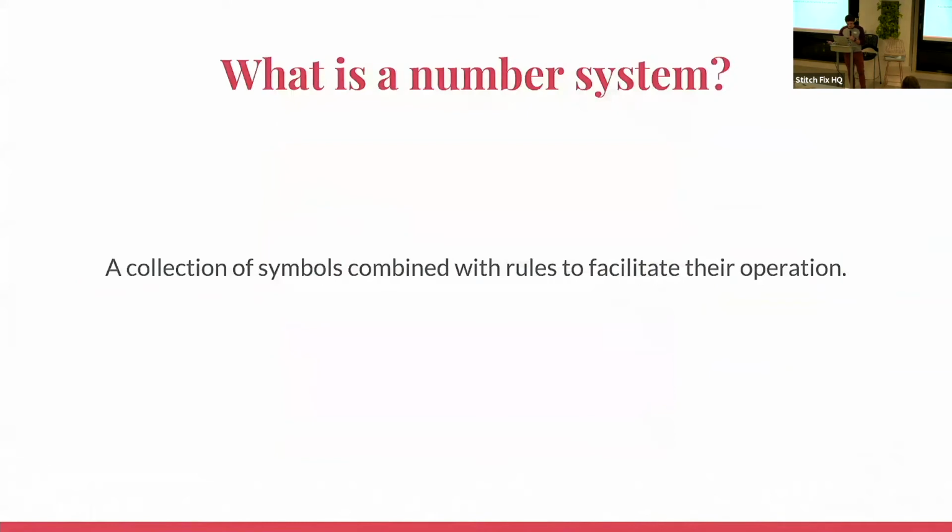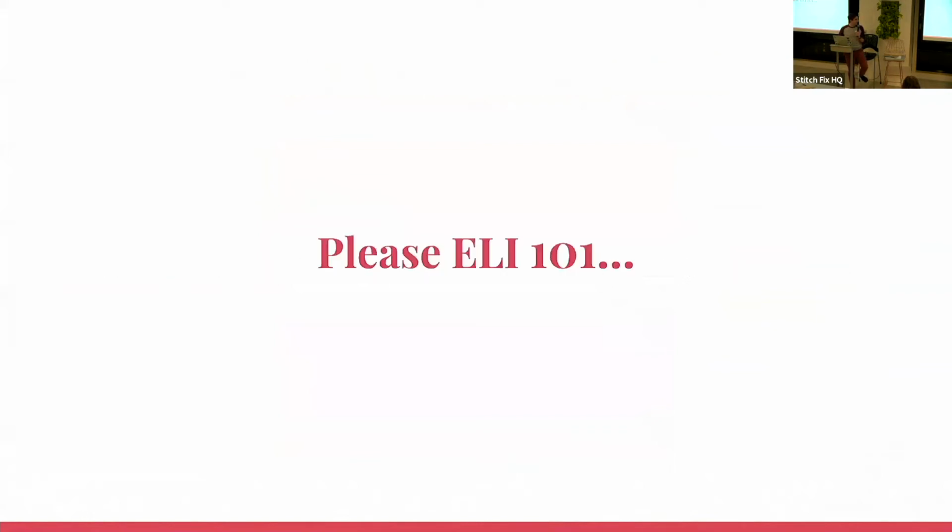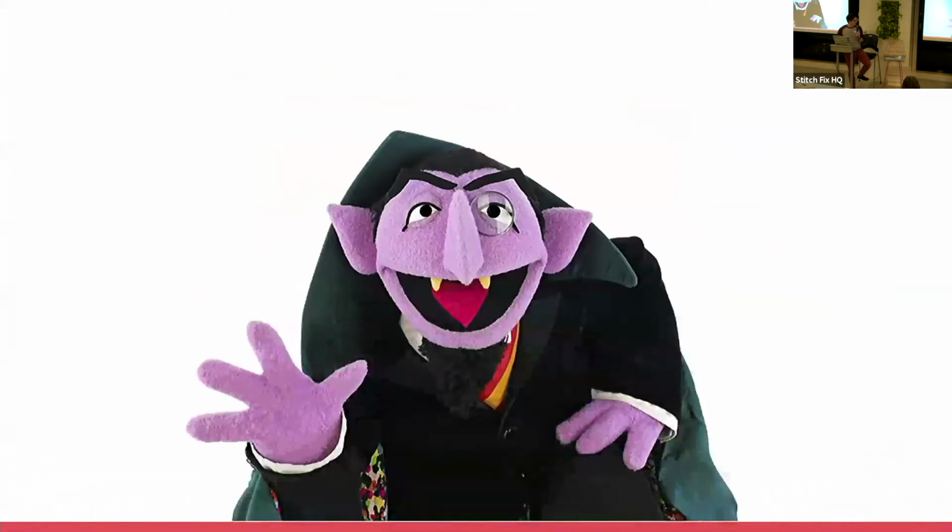So what is a number system? We have to start there. A number system is a collection of symbols combined with rules to facilitate their operation. Please explain like I'm 101, which is 5. So to do that, we're going to ask our friend, the count, to help us through this.